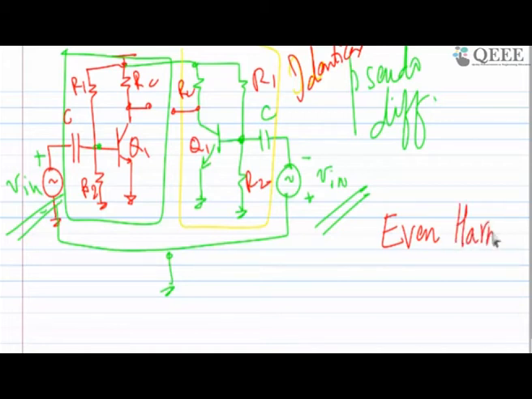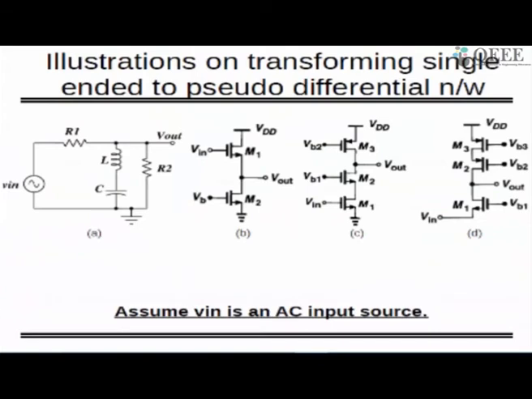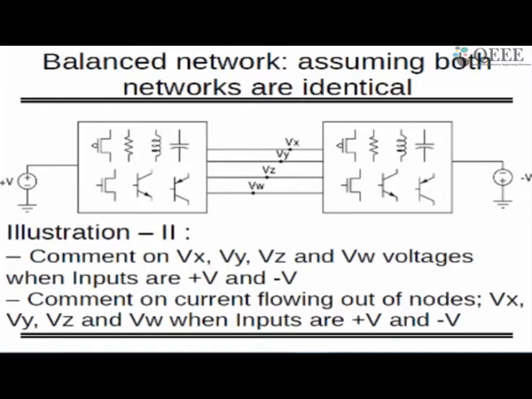If you want the even harmonics to be removed, then you have to make sure that all the components you are making are exactly the same. If they are not, then you cannot achieve even harmonics reduction or nullification. Similarly you can make other circuits. I am not wasting my time on other circuits. So let's go to the other part, and it's a very interesting analysis.